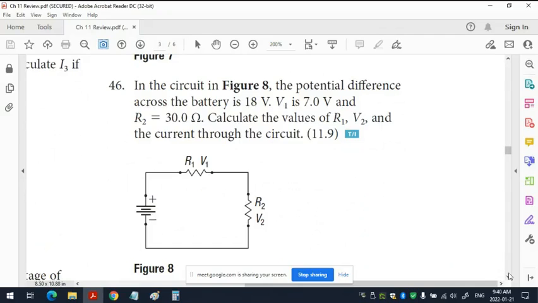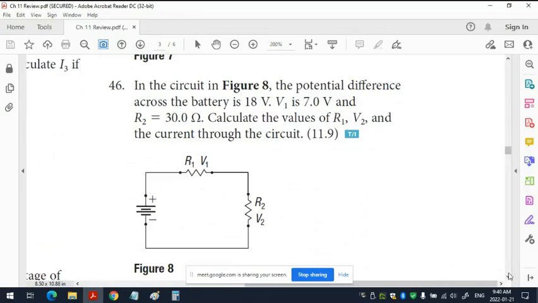Okay. How big is R2? 30 ohms. I know V2 and I know R2. What can I calculate? Amperage 2 or I2. How do you do that? Divide what? The voltage by the resistance. So you divide 11 by what? By 30. Okay. How about R1?